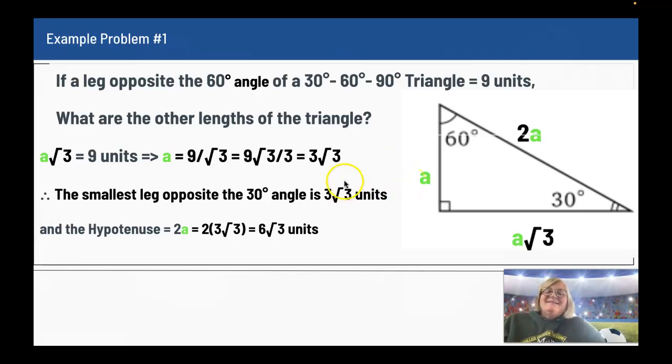Okay, so I found a up here. a is 3 square root 3, so the side opposite the 30 degrees is 3 square root 3. And if I know that, then I multiply it by 2 to find out what the hypotenuse is. 2 times 3 is 6, so I get 6 square root 3 units for the hypotenuse.